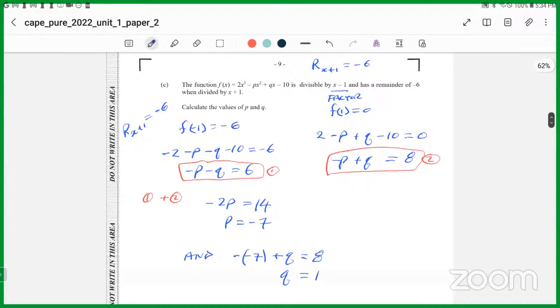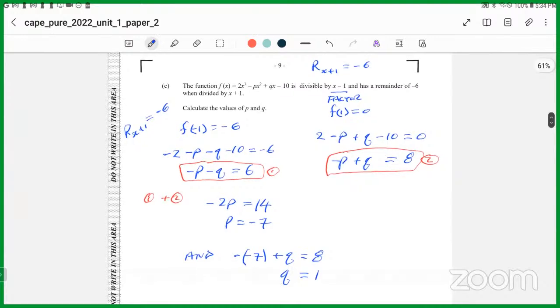That is it. And that's on a pure maths paper. We're getting the same thing that you will see on AdMaths. All right? That is it.